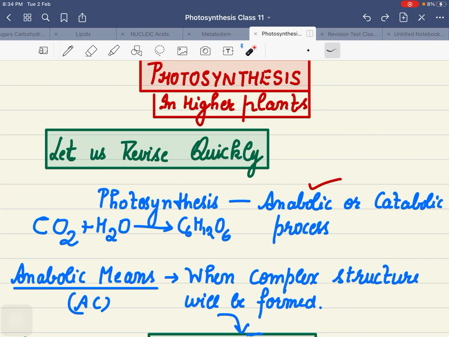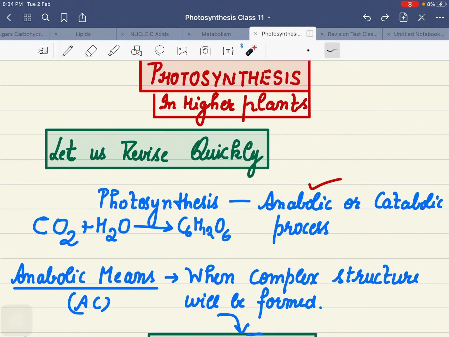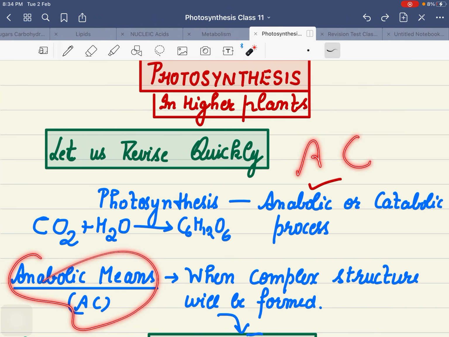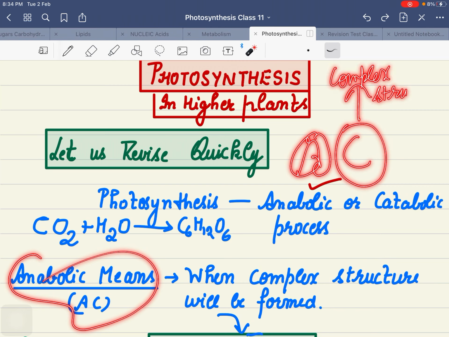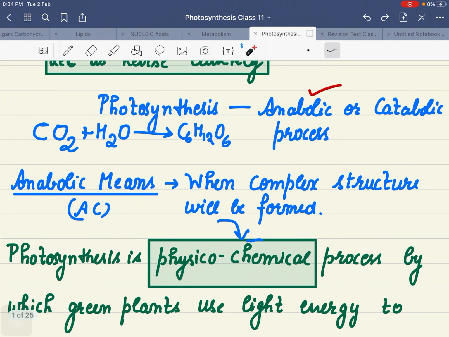We just finished our biomolecules and discussed their metabolic pathways. In metabolism there are two types, anabolic and catabolic, right? Sometimes students are not able to remember which one is anabolic and which one is catabolic. I gave you one shortcut also: A C, anabolic, and C means complex structures are formed. So when a complex structure is formed, it means you need energy. Photosynthesis is also not a breaking process, it is a making process in which you make your carbohydrates.